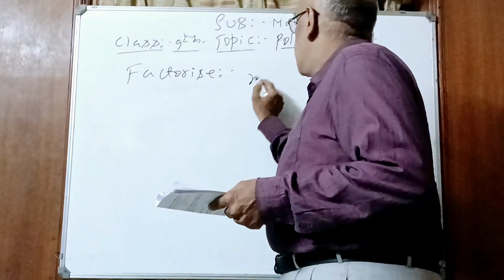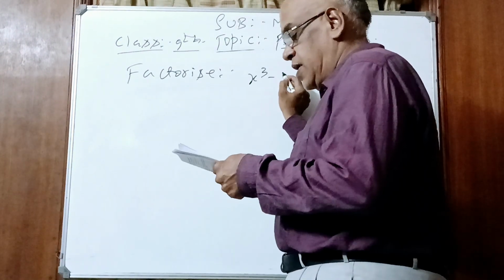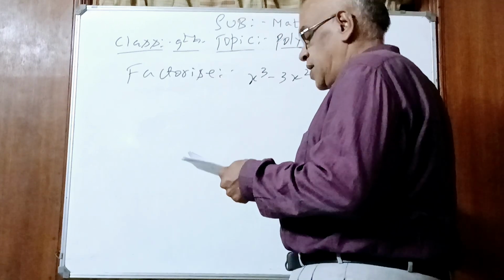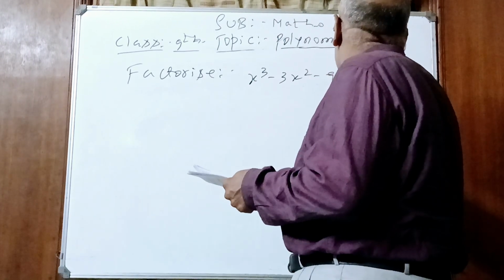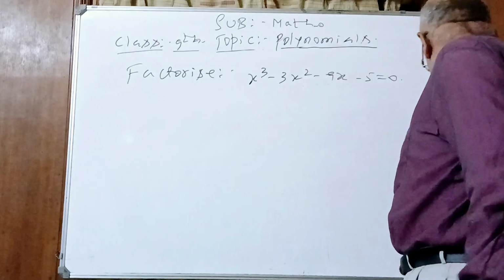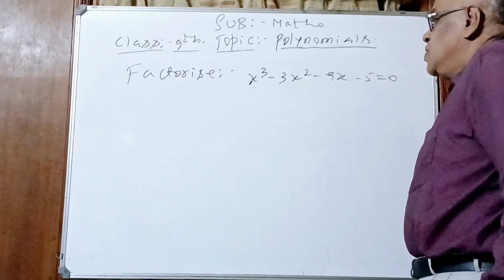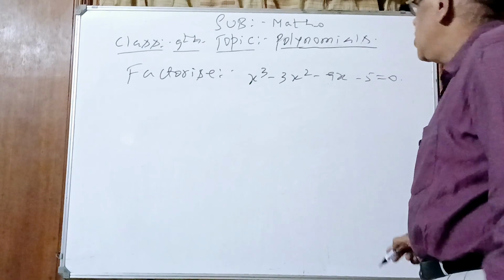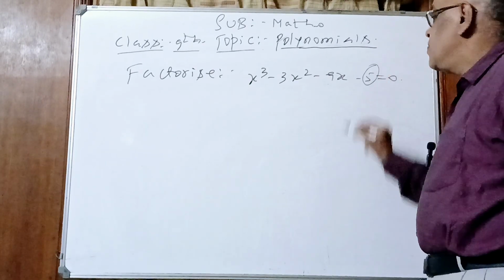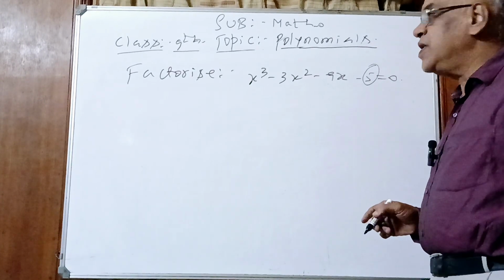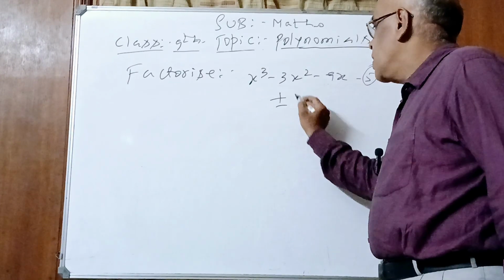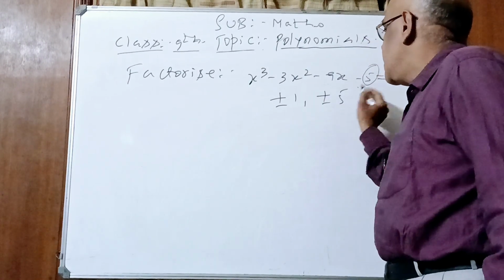x cube minus 3x square minus 9x minus 5. In the last video, in the last topic video, we did this type of sum. Yes or no, children? Come to the constant term. Find the factors of 5. What are the factors of 5? Plus or minus 1 and plus or minus 5.